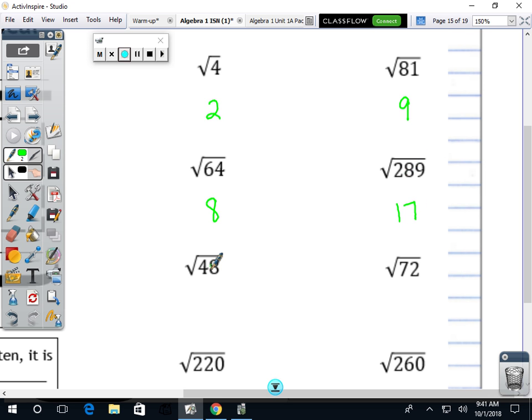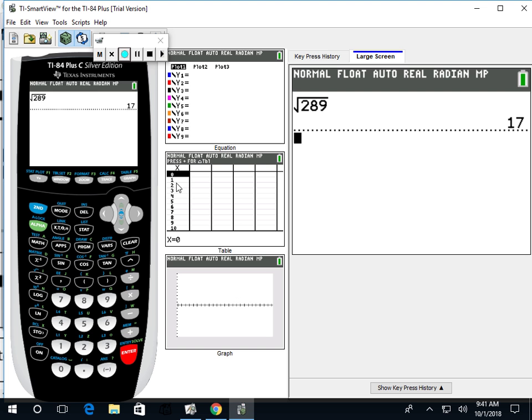But is there a number that when multiplied by the same number will equal 48? No. Look what happens if I try to type in the square root of 48. Second x squared 48 equals that. Okay, so that is an answer, but for this unit, you're supposed to simplify them in radical form.